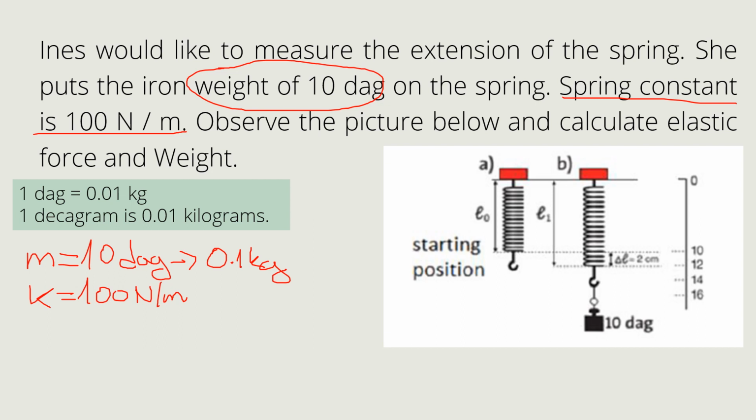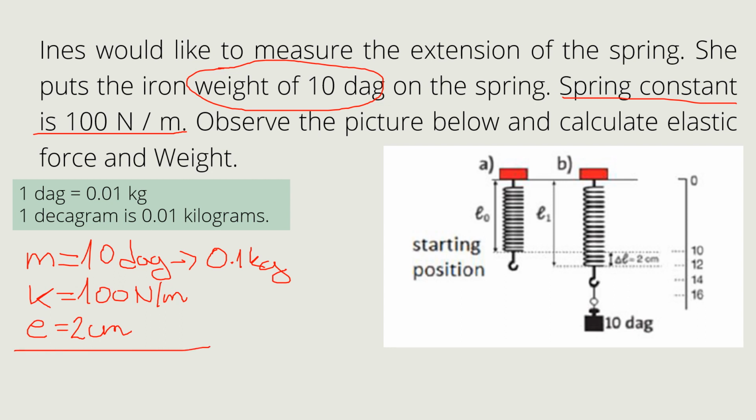Okay, let's observe, do we have some extra information here? This is the length of the spring at the beginning, so l0. It was 10 centimeters. Then they put some weights and the spring extended and it was 12 centimeters. So the actual extension was 2 centimeters. So we can write extension equals 2 centimeters. That's what we need from here.